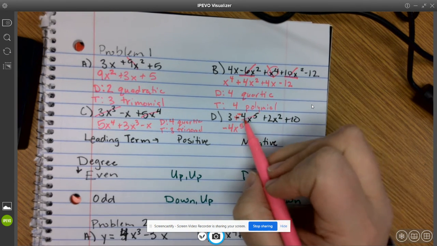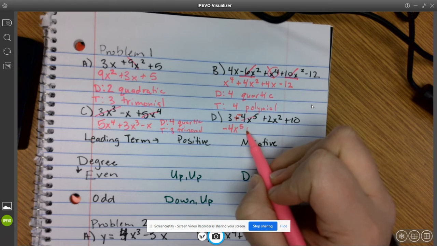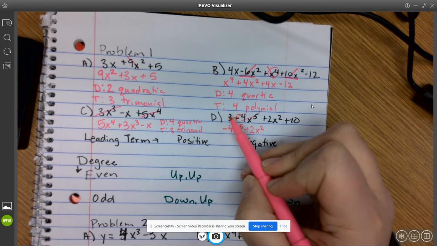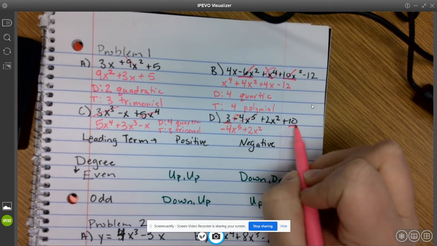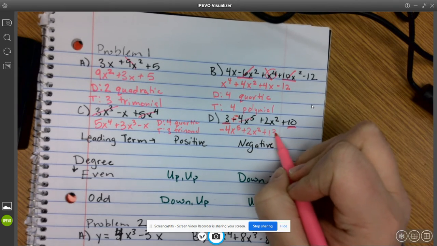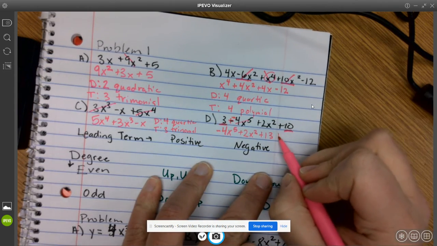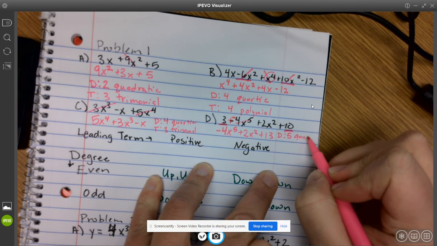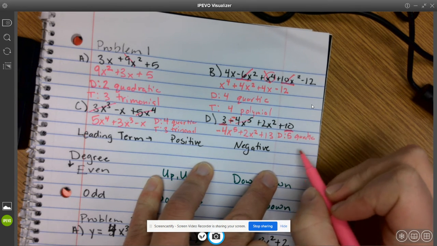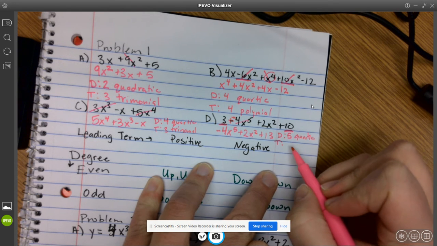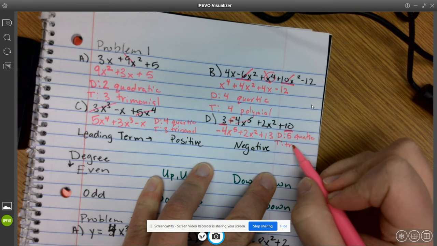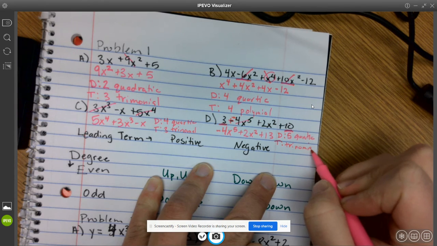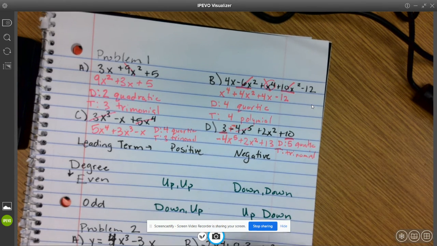I don't have x to the fourth. I don't have x to the third. I have an x squared. And I also have 2 numbers, so I can add those two together to get 13. So my degree here would be 5, quintic. I don't know if I spelled that right. And then my terms here would be 1, 2, 3, trinomial. That's the first part of 5.1.